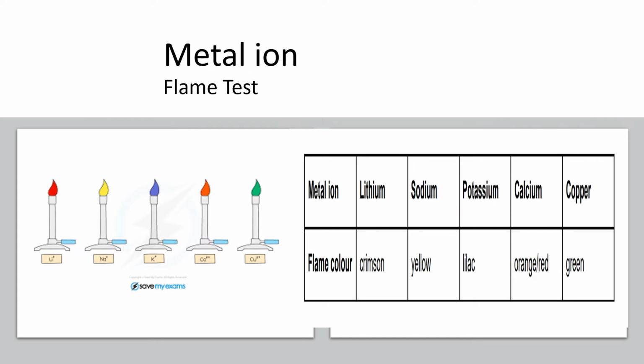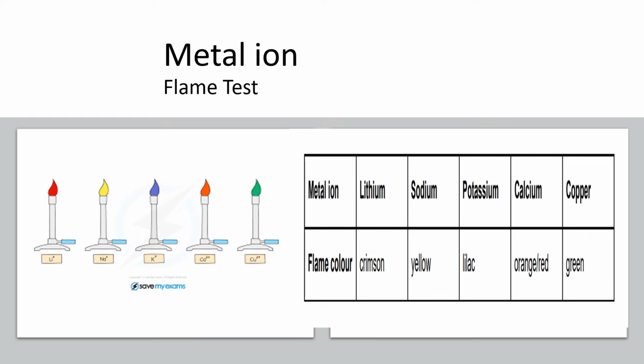If we get lithium as a metal ion, then we're looking at crimson. Sodium will give you yellow. Potassium gives you lilac flame. Calcium gives you a brick red or orangey flame, and copper gives you a green flame.